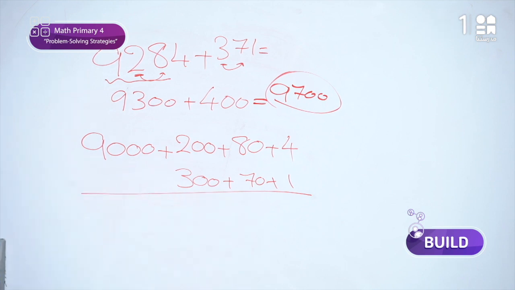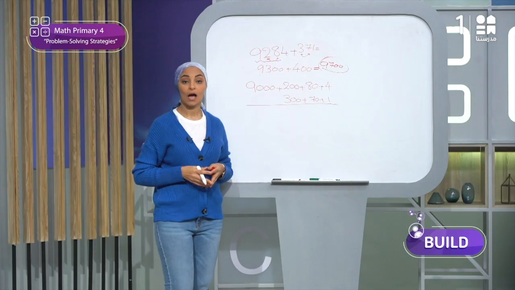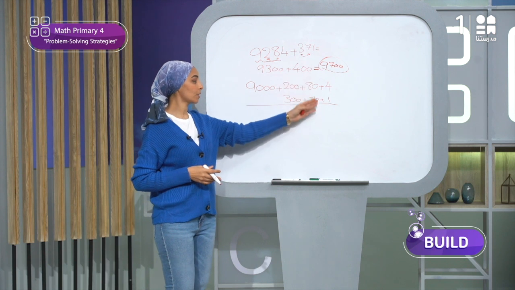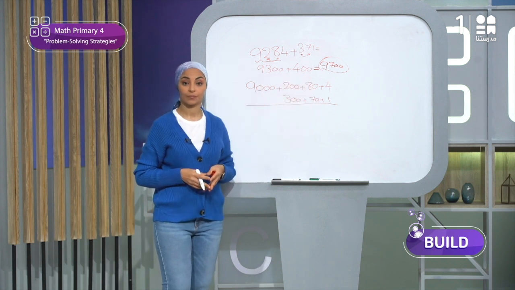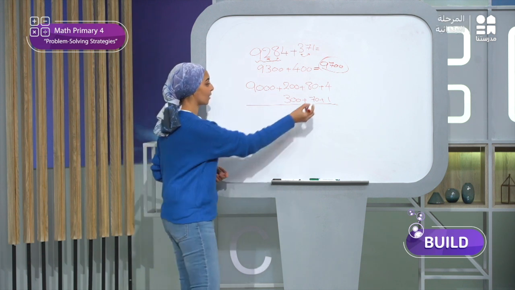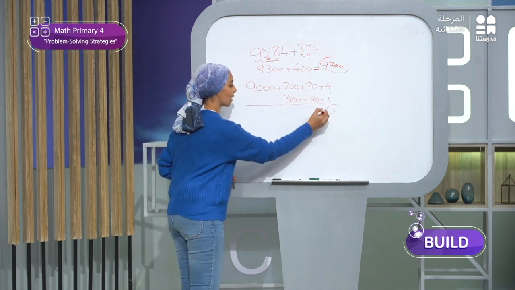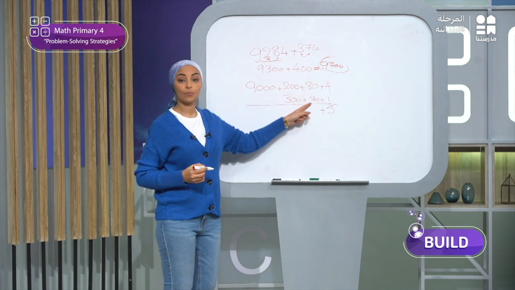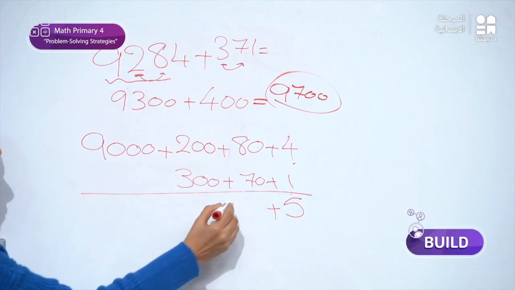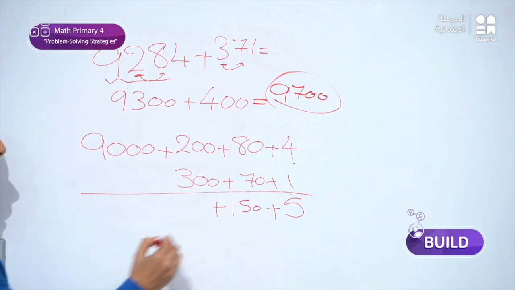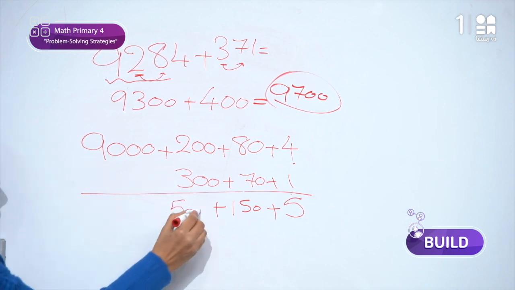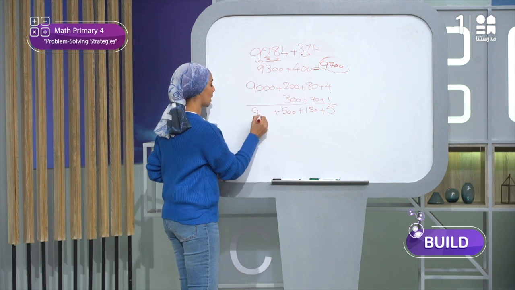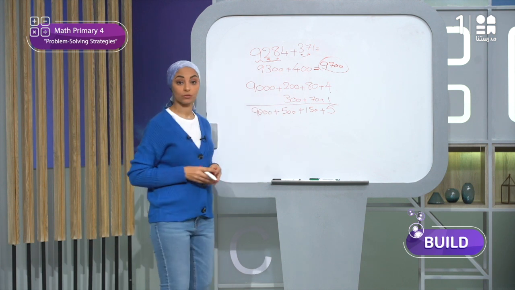Okay? Then, what should I do next? Yes, I will add the ones together, the tens together, 100 together, and 1000 together. Let's do it together. Here I have 4 plus 1 equals 5. Yes, 80 plus 70 equals what? 150. I write it here. And 200 plus 300 gives me 500. And in the thousands, I will put 9,000, right?